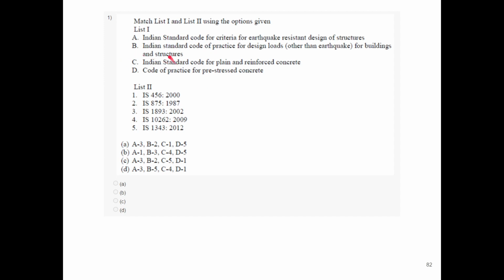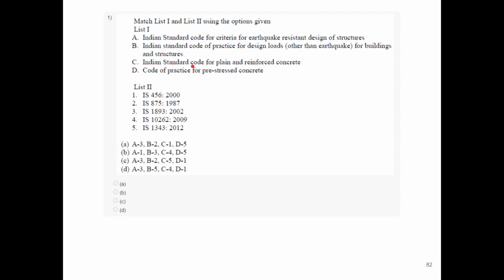Then second is Indian standard code of practice for design loads other than earthquake for buildings and structures. So design load is basically the code IS 875, from part 1 to part 5. So that is basically IS 875, 1987. So it will be B2. So the option will be A or C.